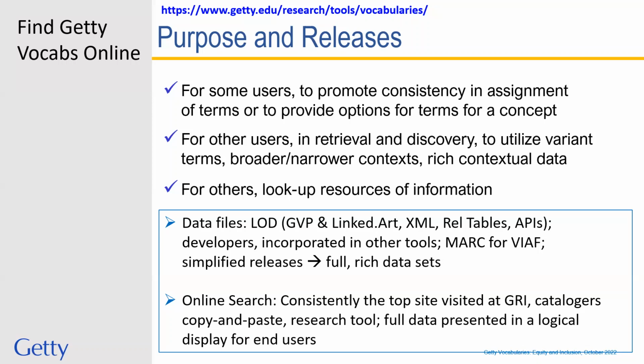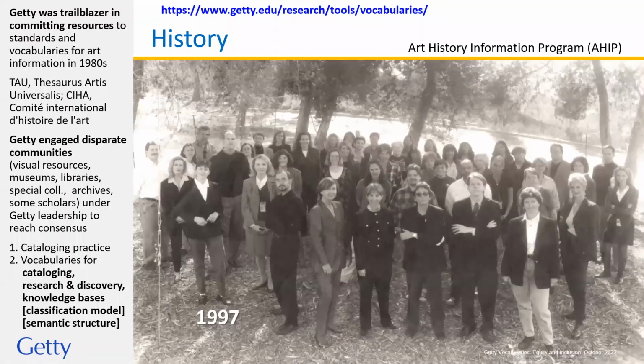Now, in addition to the files, we have an online search mechanism where, and this is consistently the top site visited at the Getty Research Institute every month. This is used by catalogers for copy and paste, and also it's used as a research tool. And here we present the full data in a logical display for end users. And this we consider another very important release of the vocabularies.